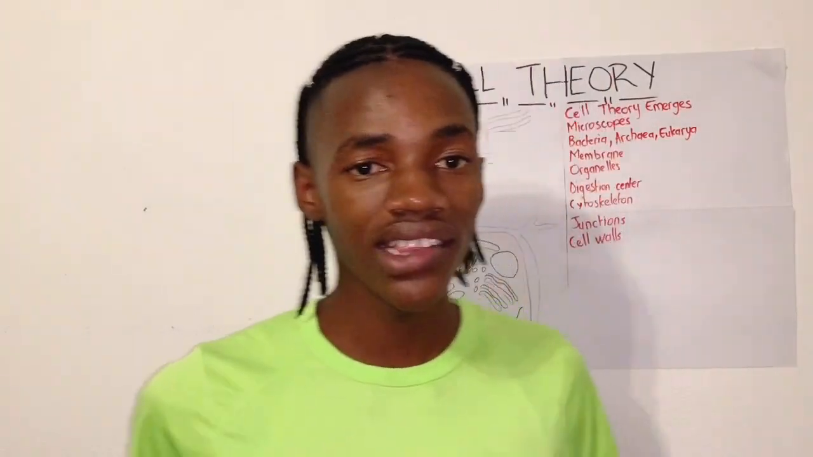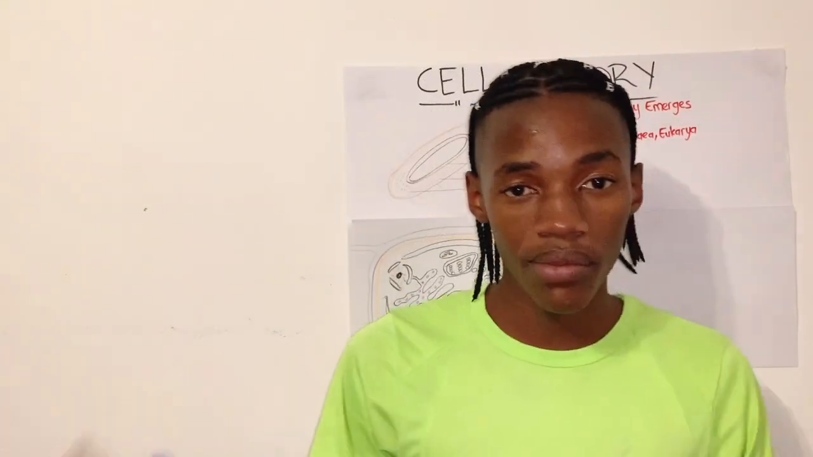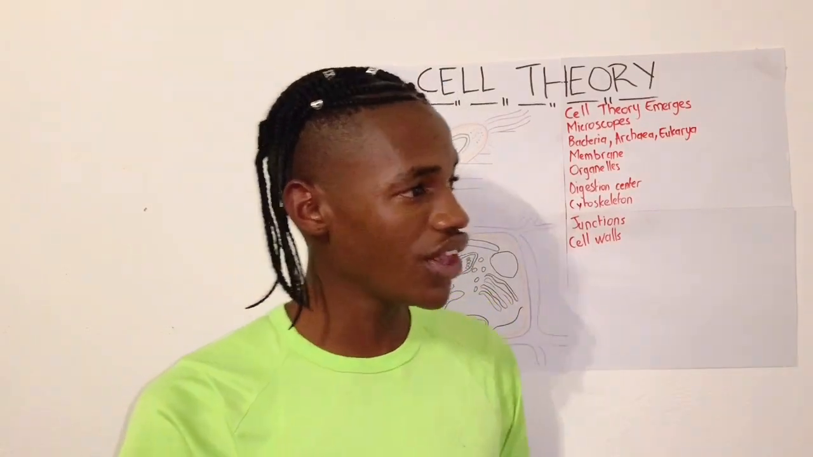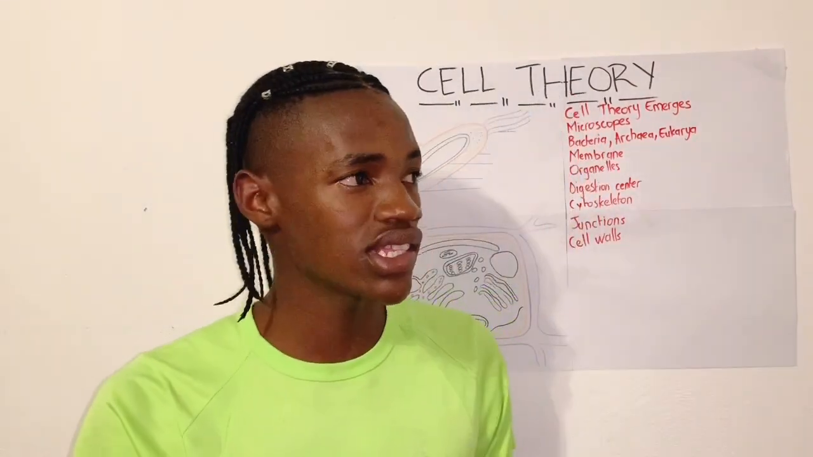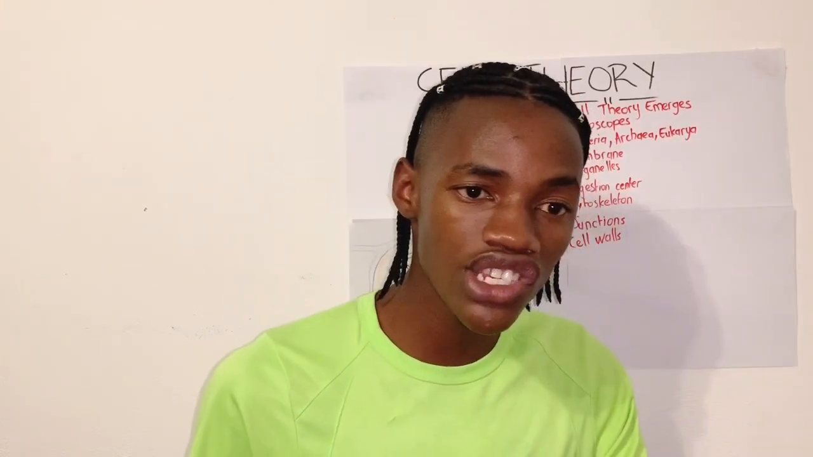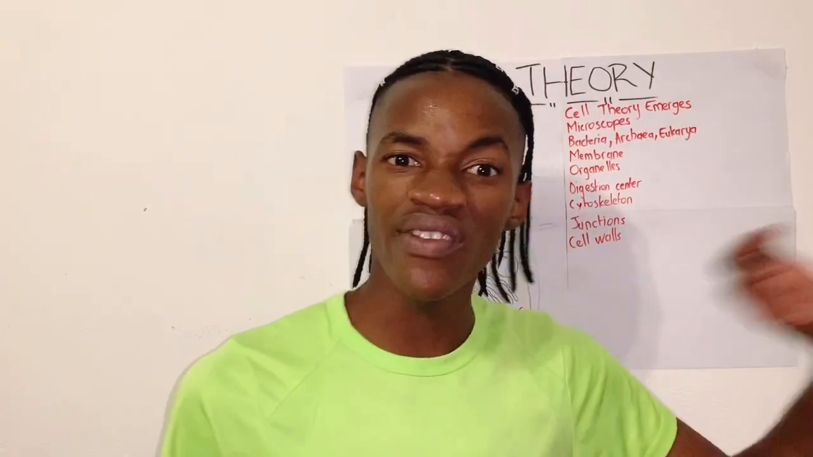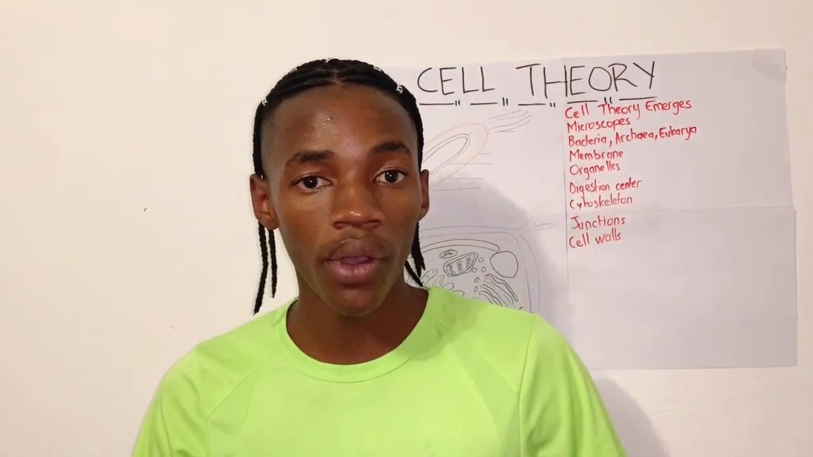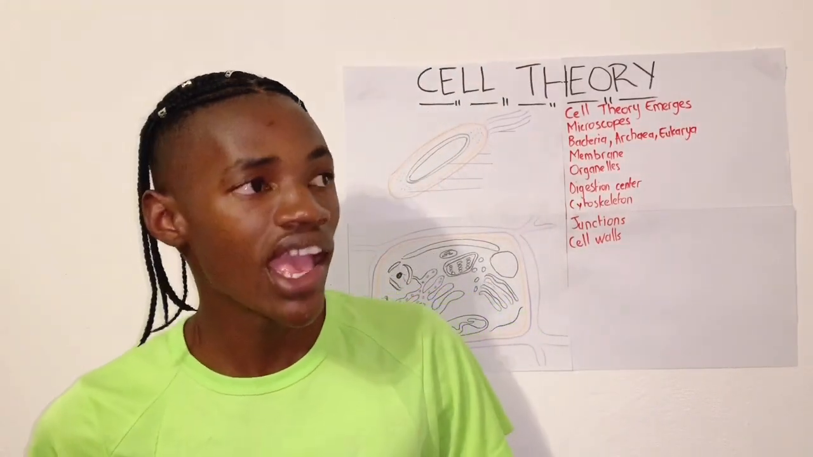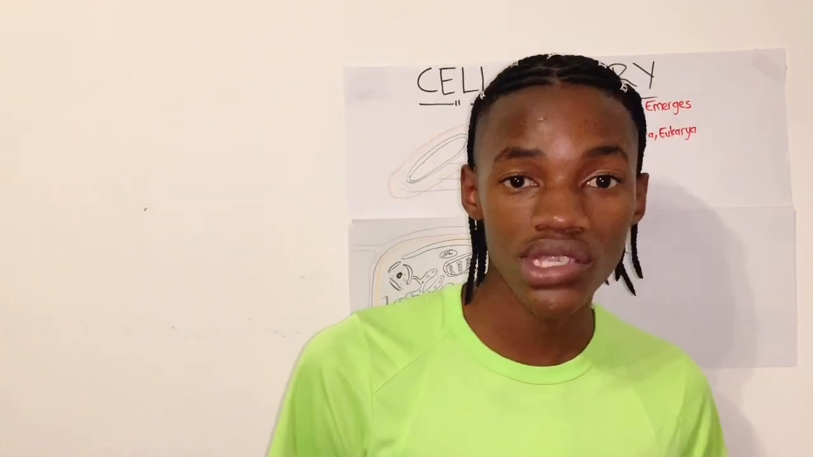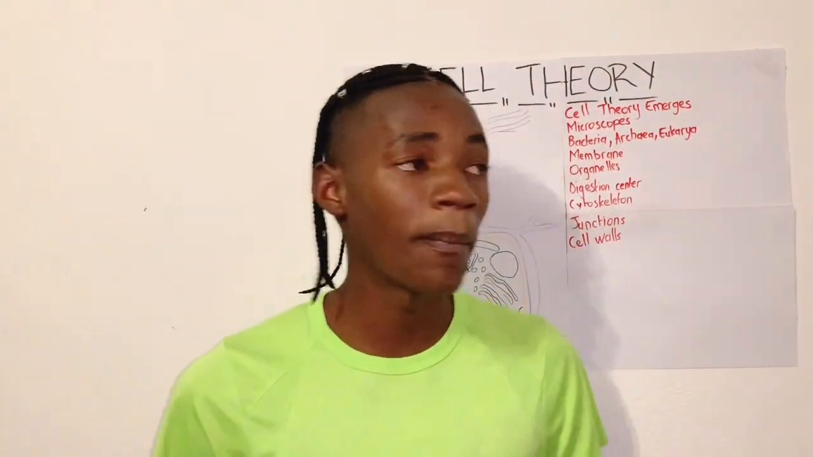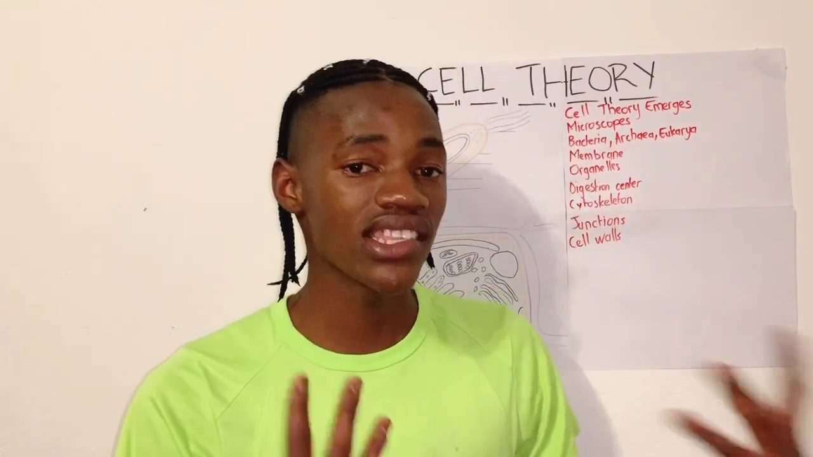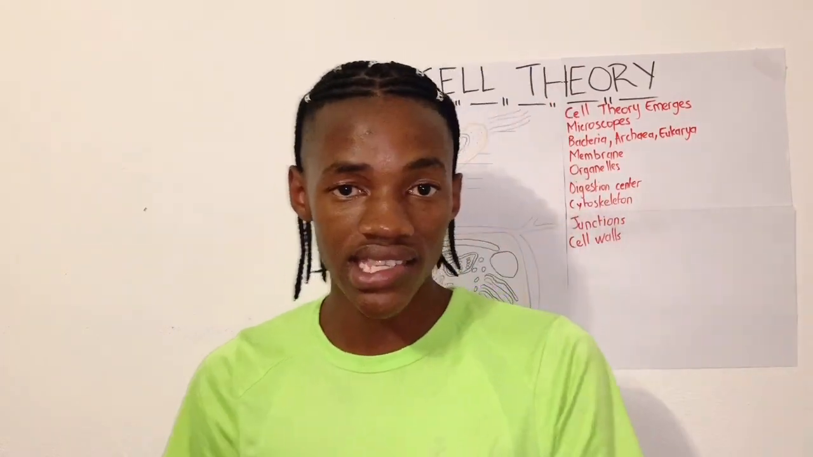So the cell theory. Now the cell theory had components that were first established during the 1600s and 1700s, and with the passage of time, other new components were added. The first major components of the cell theory were that each organism is composed of one or more cells, cells are the basic units of life, and cells come from pre-existing cells.